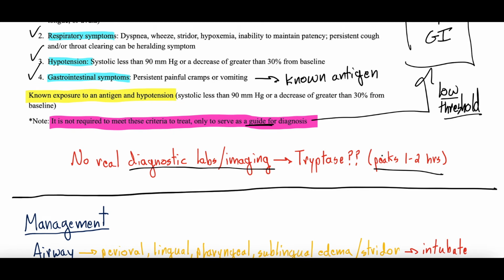Does that make sense? So the tryptase can be a strategic lab to send in the acute setting, especially in the emergency department or within 1 to 2 hours of that exposure, but not because it's useful for the emergency medicine physician or physician assistant or nurse practitioner or what have you, but because the outpatient allergist can use that tryptase to further guide whether it was in fact anaphylaxis.